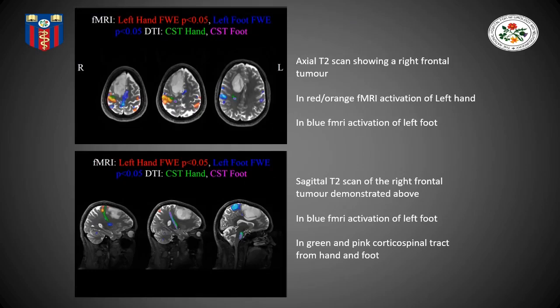Here is an example of motor fMRI, where you can see the activation of the hand area in relation to the tumor, and the activation of the leg area, again in relation to the tumor.